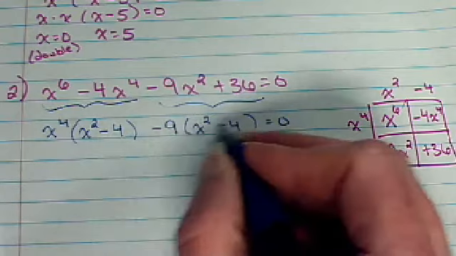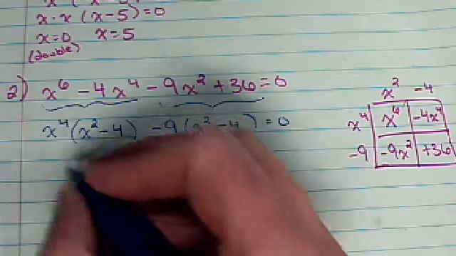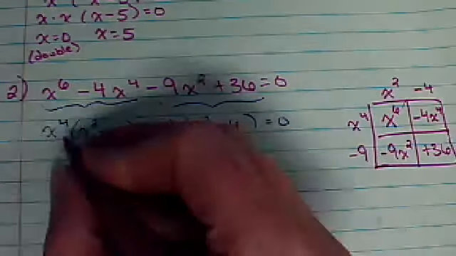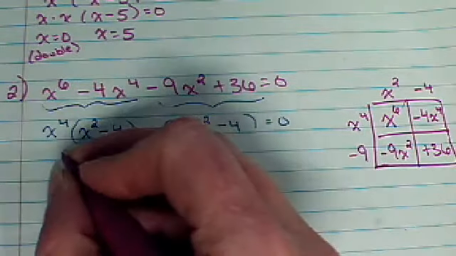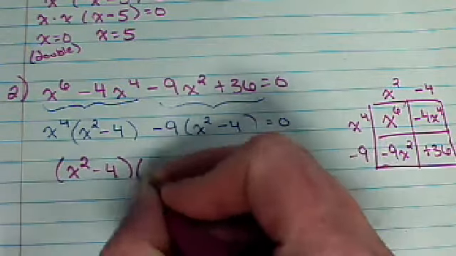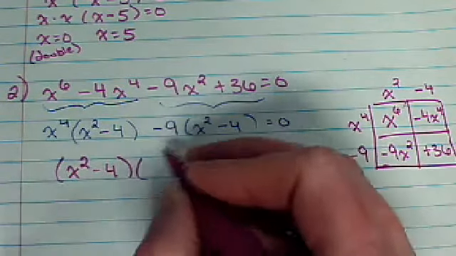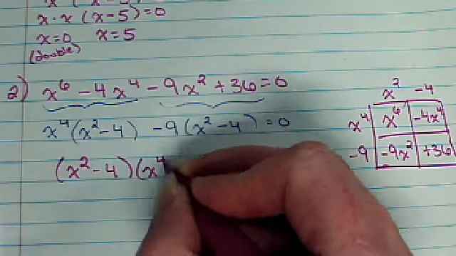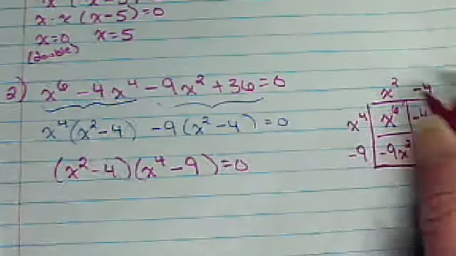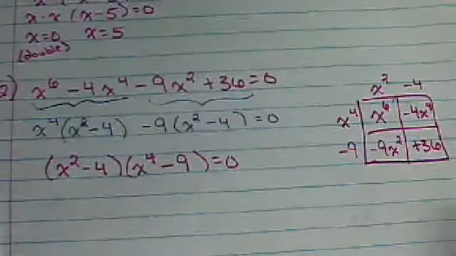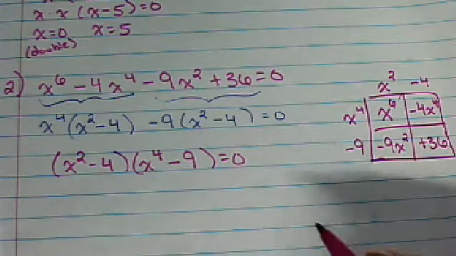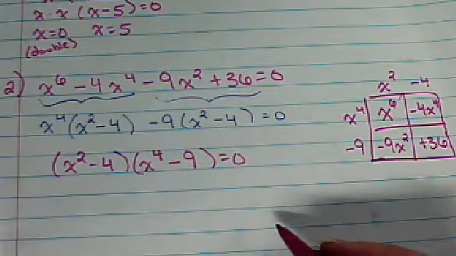Both of these have an x squared minus 4. If I factor that out from each term, I would get x squared minus 4, and in the next parentheses, it would be x to the 4th minus 9. Look at the factors we got by using the factor box: x to the 4th minus 9 and x squared minus 4. We got exactly the same thing.